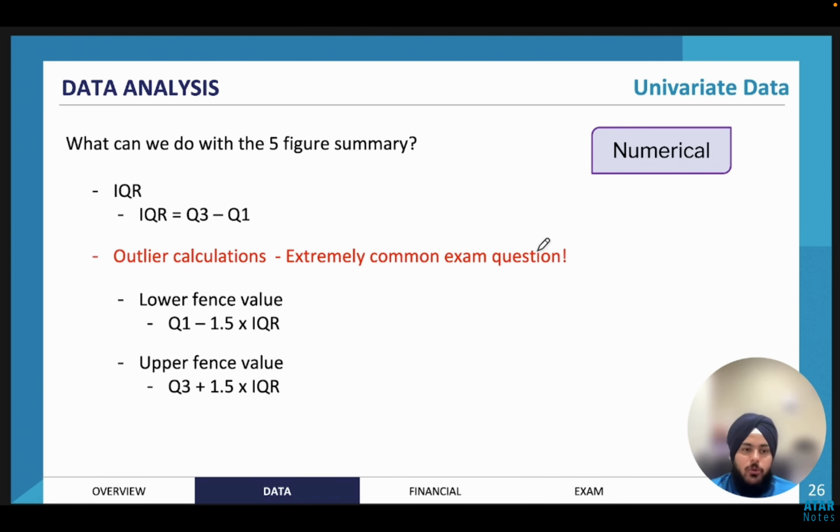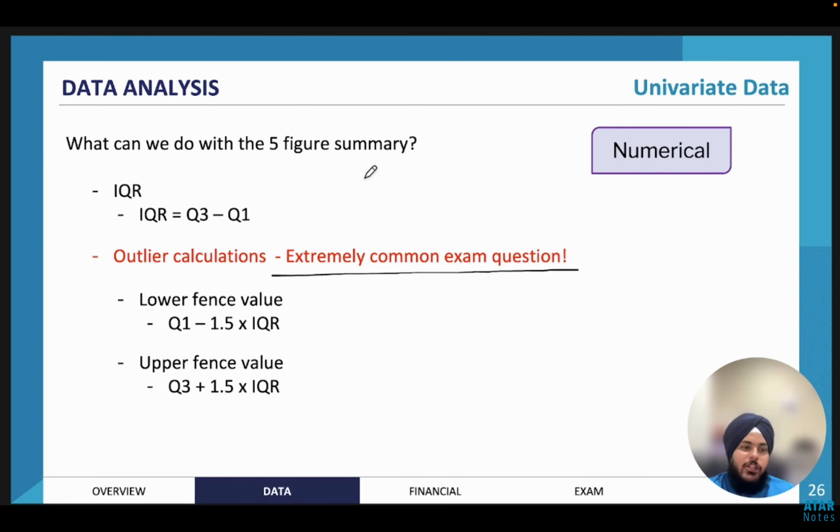So what can we do with the 5-number summary? Well, from the 5-number summary, we can calculate a whole bunch of other statistics. We can calculate the IQR, we can calculate the range, and we can do outlier calculations. These are extremely common questions on Exam 2 specifically, which we'll come back to in a second.